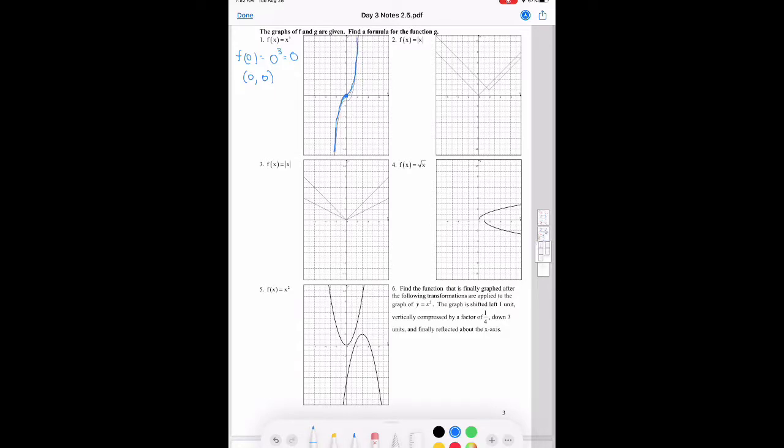Okay, you could also plug in something like 1. If we plug in 1 into x, well, 1 cubed is just 1. So we have the point (1, 1) right there. Okay, so that means this red line is our transformed function. Okay, so my goal is to look at the origin.